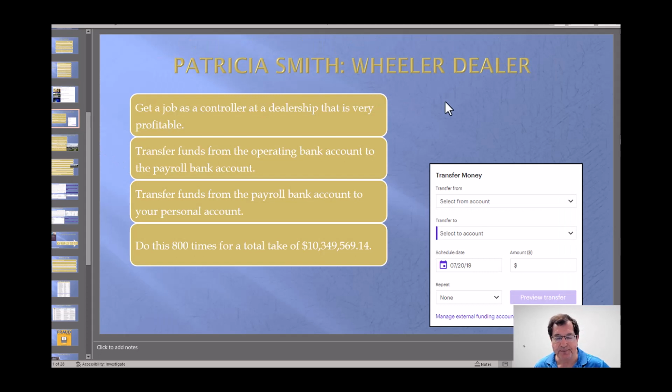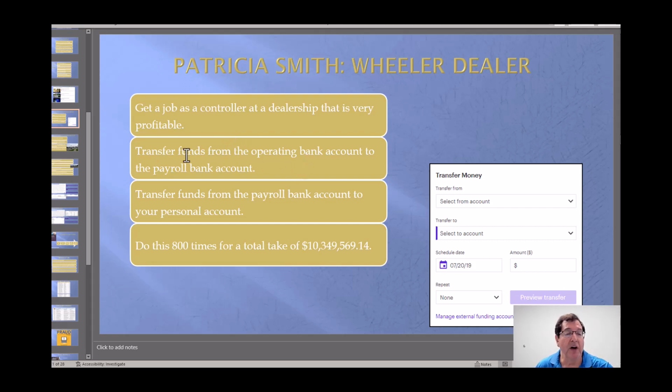Here we go. She was in Pittsburgh at Bayer Acura. This was the modus operandi. Get a job as a controller. Fraud essentially is a betrayal of trust, and in order to betray trust, you have to be in a position of trust, and controller is a good way to be just like that.